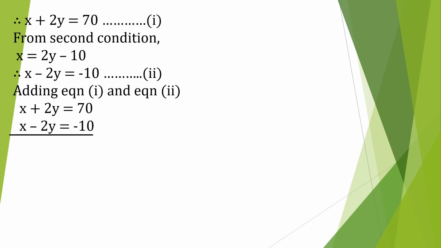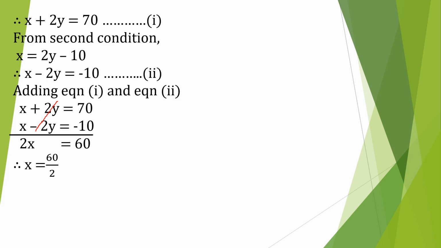So adding, students, what will happen? Plus 2y and minus 2y will get cancelled. So you can cancel this. Now this will add. So what do you get? 2x equal to 70 minus 10, that is 60. So you will find the value of x. Therefore x equal to 60 upon 2.